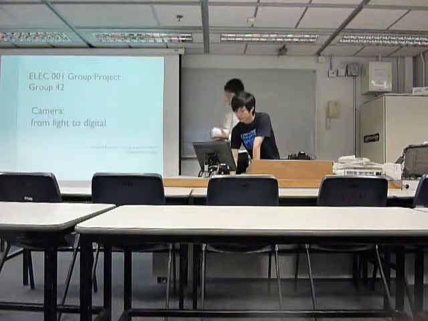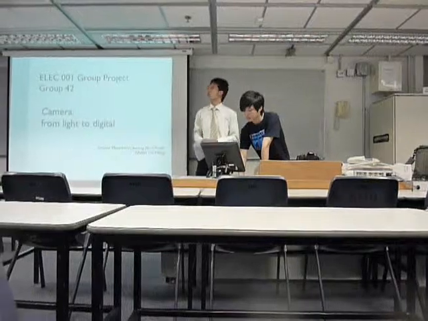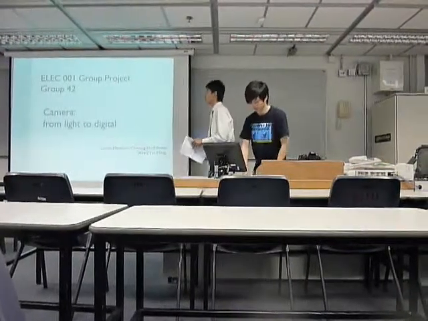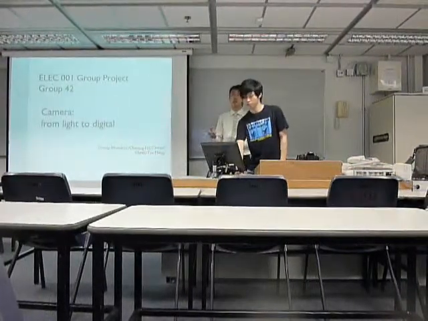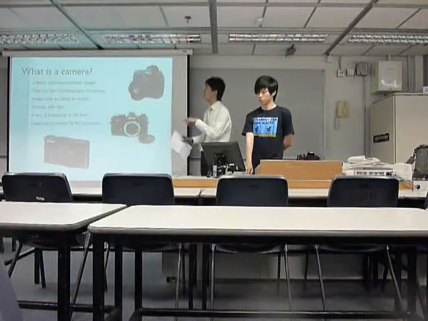Nowadays, camera has become a very popular product in the market, and I would like to present our topic, camera from light to digital. Cameras can be divided into two types, digital camera and film camera. This is a film camera and this is a digital camera. A camera is a device to record or store images. They can be still photographs or moving images such as videos or movies.